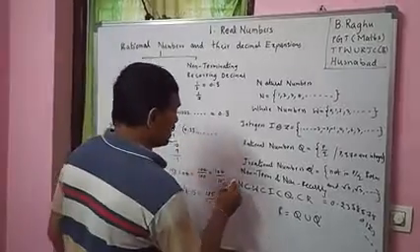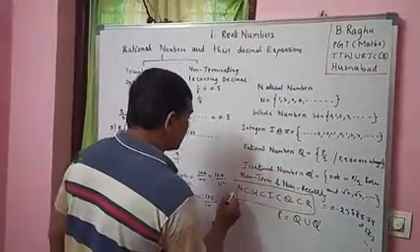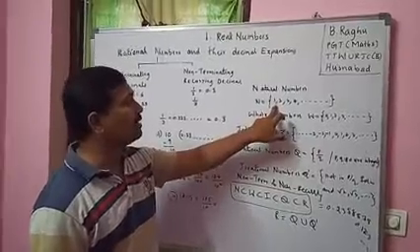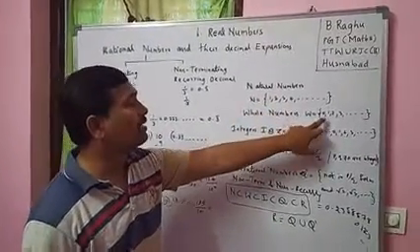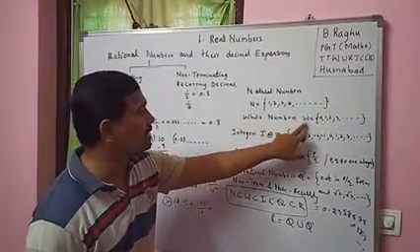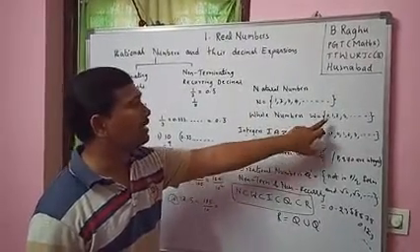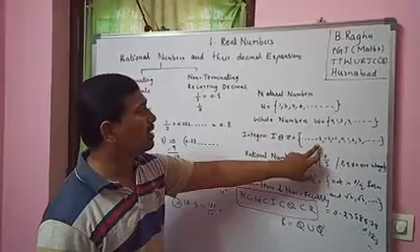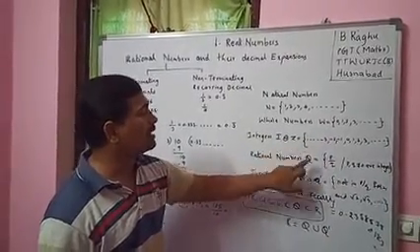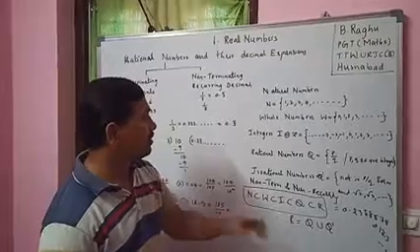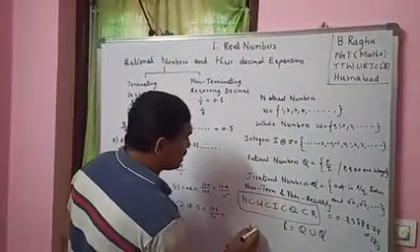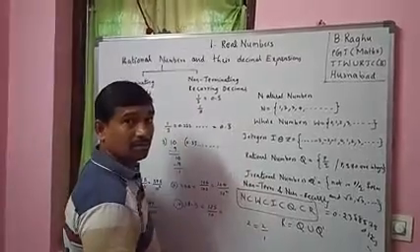We have already learned the set concept in the 10th class. See here, all the elements in the natural number set are in the whole numbers, so the natural number set is a subset of W. All the elements in W are in the integer set, so W is a subset of I. All the integers are in the rational numbers. Why? Because if you take 2, it can be written as 2 by 1.